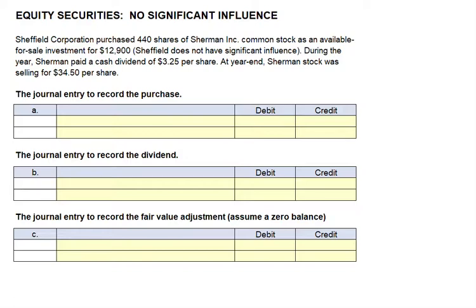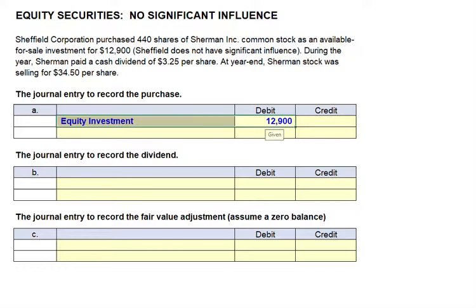Again, we don't necessarily plan on trading this way right away, but since it's common stock, we can't classify it as held to maturity. So it's just available for sale. And we do not have significant influence, so we're holding less than 20% of the outstanding shares. During the year, Sherman paid a cash dividend of $3.25 per share, and at year-end, Sherman stock was selling for $34.50 per share. Let's go ahead and look at the journal entry we're going to record at the time of the purchase.